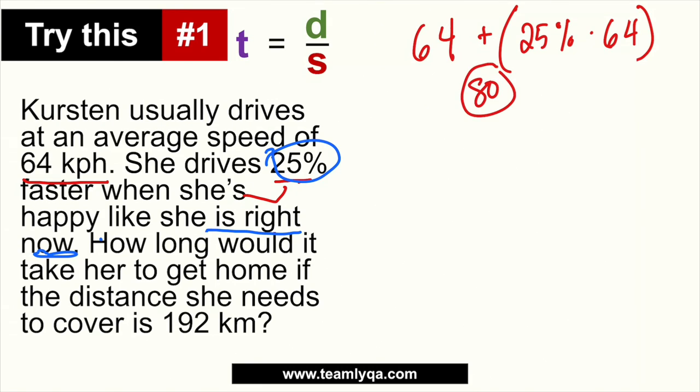Now, you can do this, or actually, pwede mo rin gawin na ang 64, ang original number, so siya ang 100%. And then, ang hinahanap mo is yung 125%. Ito yung X, and then you can also do your ratio and proportion like this. Okay?